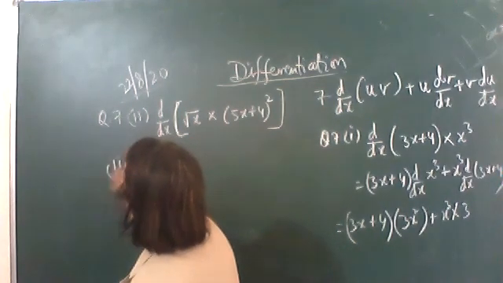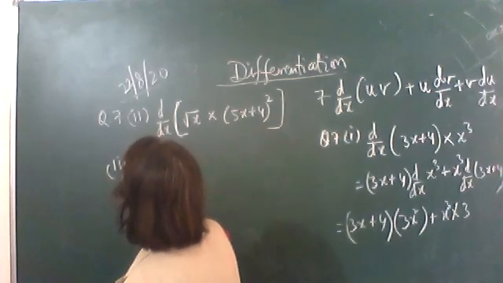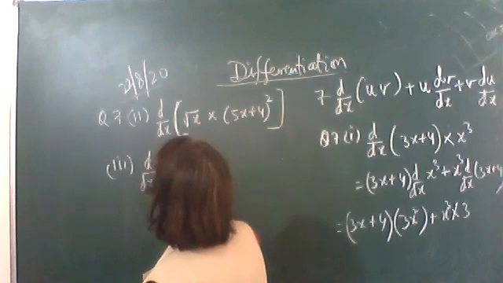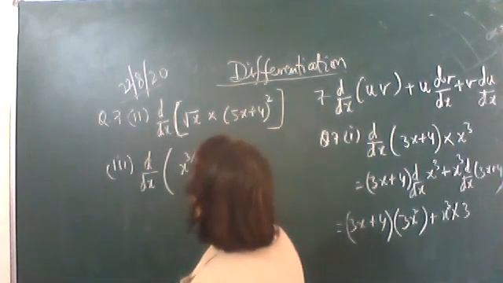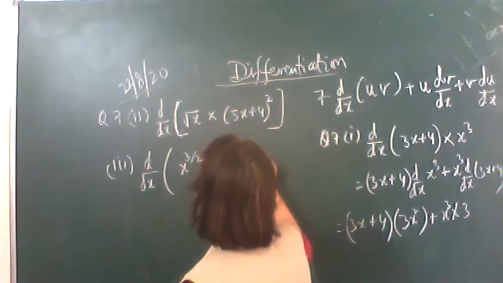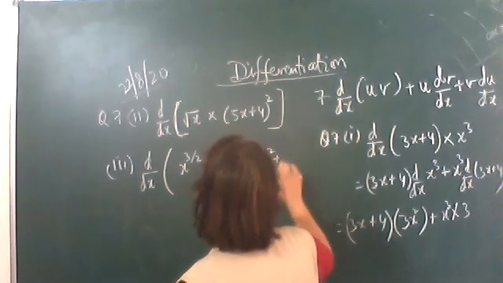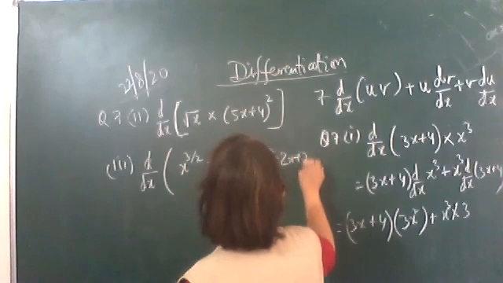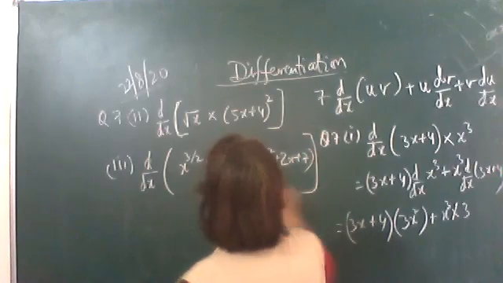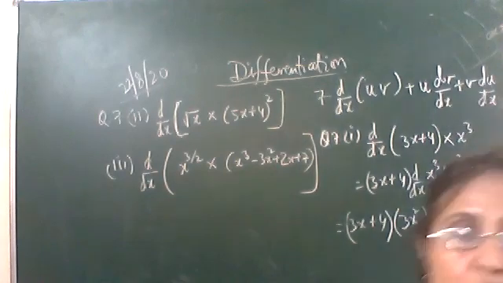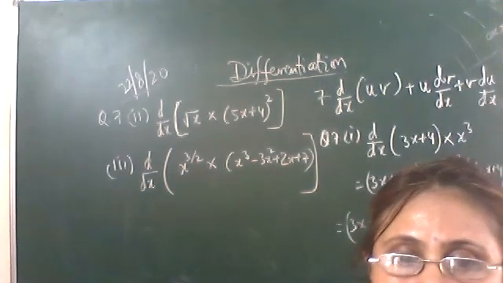Next one. Third question based on it: d by dx of x raised to the power 3 by 2 into (x cube minus 3x square plus 2x plus 7). This is u, this is v. Okay, so this is for homework or you can solve it just now.